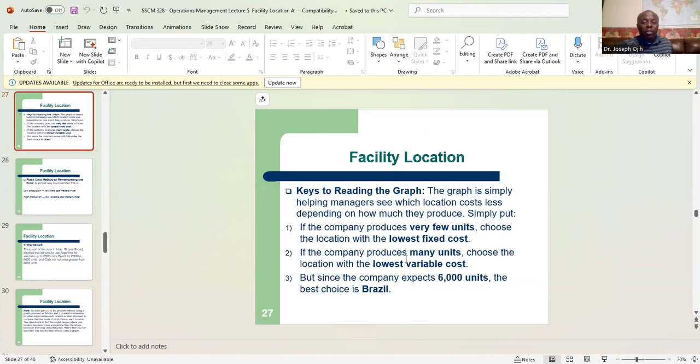But if they produce many units, it's better to choose the one that has the lowest variable cost. Why? Because when you produce more, variable cost is the extra cost for the additional output. So when you produce a lot, if the variable cost is going up, it will cost you more to produce a large quantity. So in that case, you compare the variable cost for the three locations. The one that has the lowest variable cost is the best one to choose.